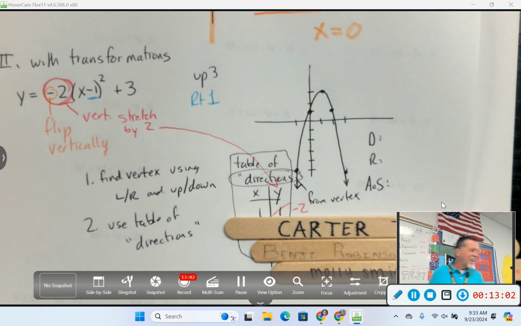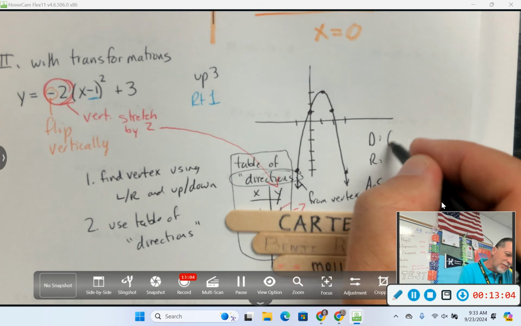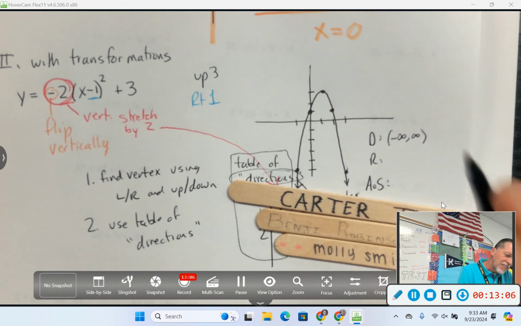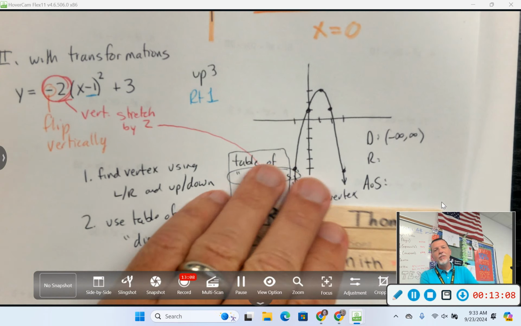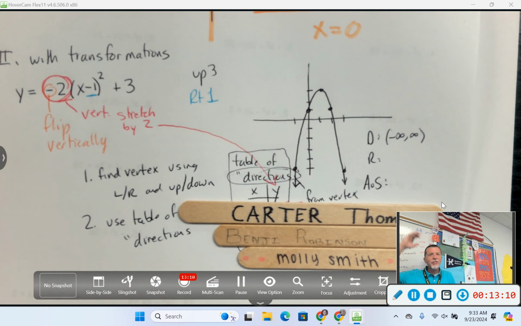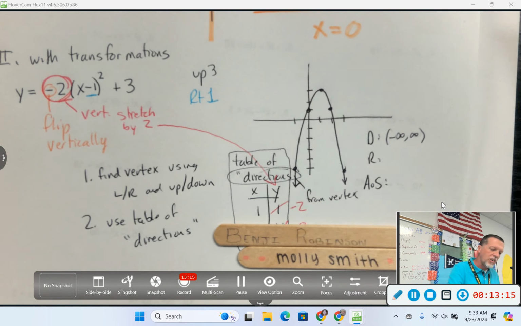How about the domain? Yep, all real numbers. For all the parabolas, right? You can move them left, right, up, down, stretch them, flip them. The domain is still all real numbers, so that's never going to change.